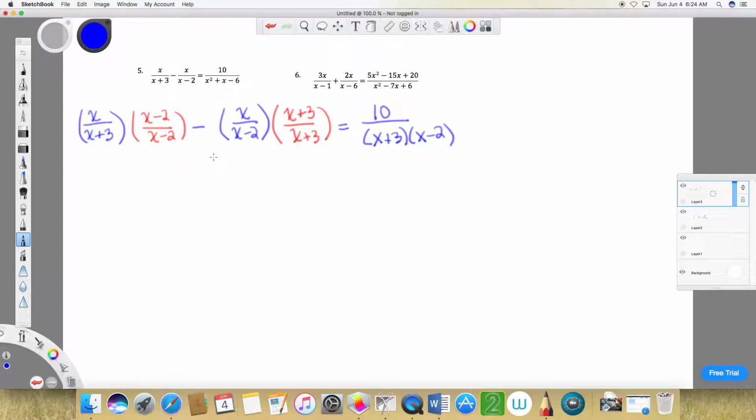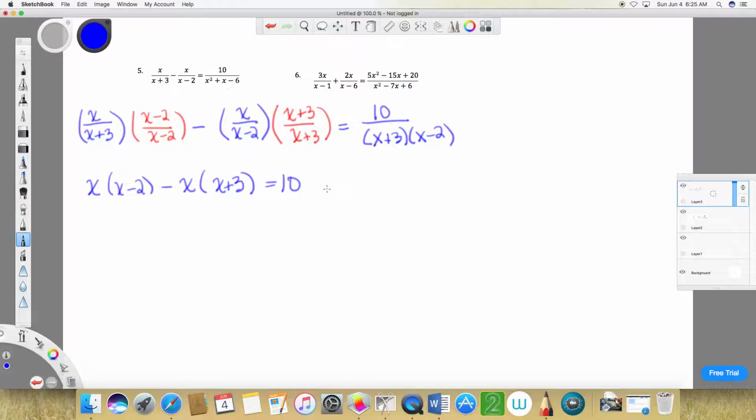So therefore, all the denominators are the same except for the order of multiplication, and we know that multiplication is commutative. If we multiply all the terms, both sides of this equation, by that common denominator, all these denominators will clear. And what we'll be left with is just the operations that are in the numerator. We'll have x times x minus 2. We'll have x times the quantity x plus 3, and that will equal 10.